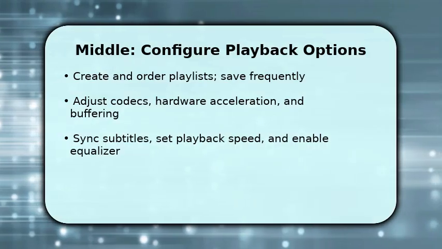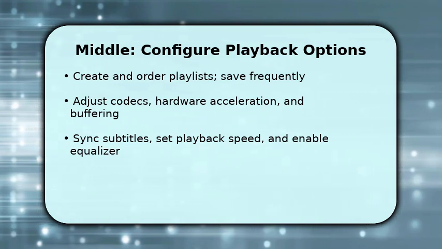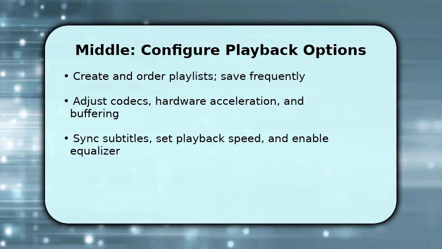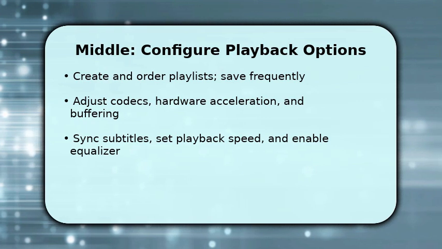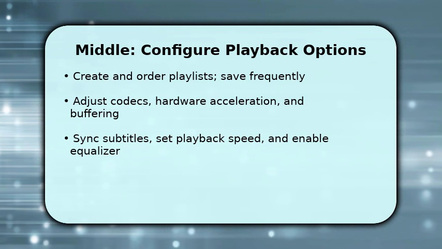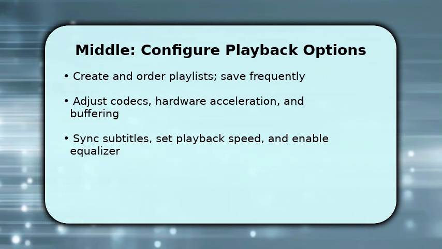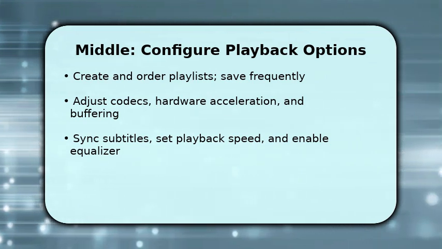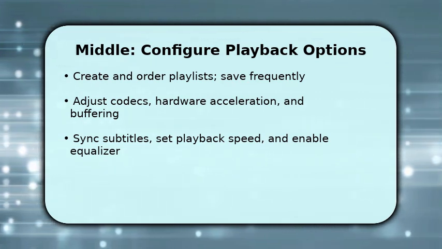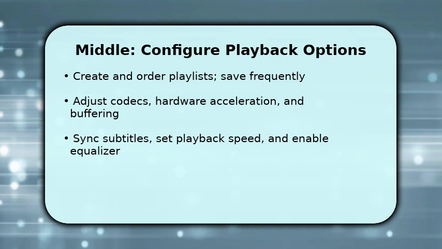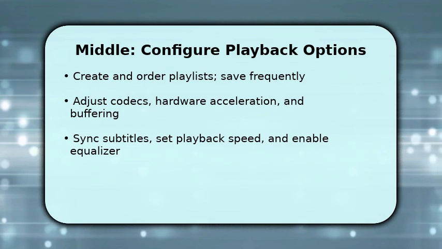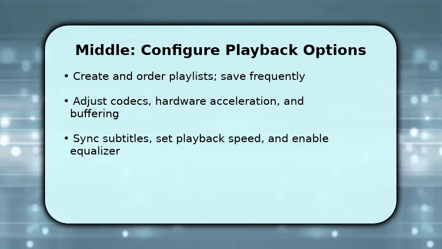Now focus on configuring playback for smooth performance and proper formatting. Create or reorder playlists so content plays in the right sequence, and save the list to avoid rebuilding it later. Make sure codecs and hardware acceleration are set to match your CPU/GPU to reduce stutter. Increase buffering slightly if network streams drop frames. Also sync subtitles and adjust playback speed for comprehension, and use the equalizer to correct tonal balance. These steps control both how and why media behaves during longer viewing sessions.